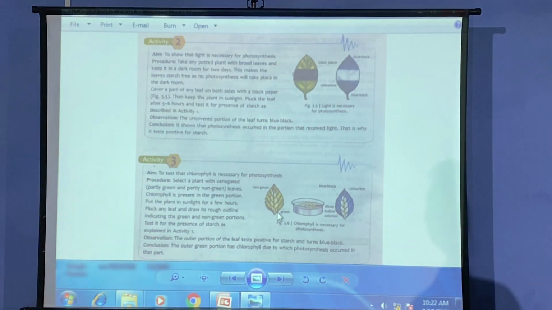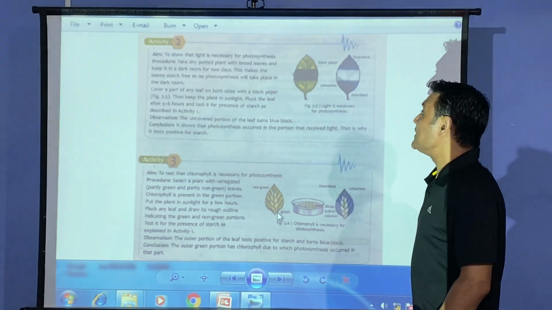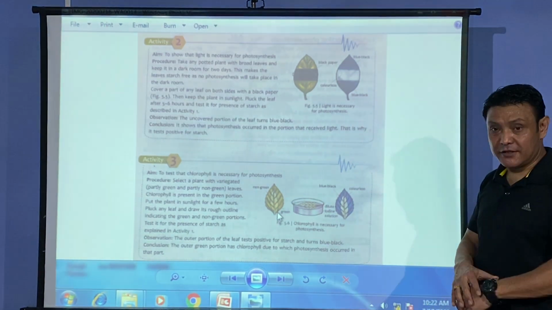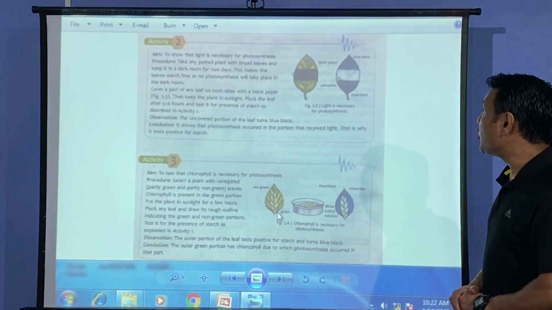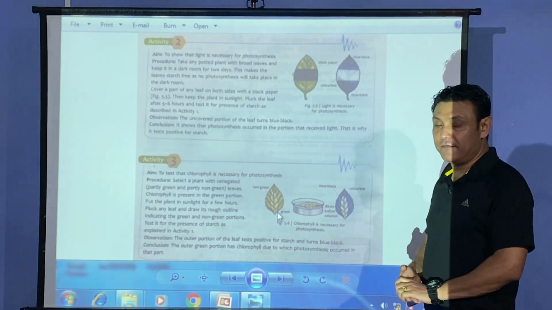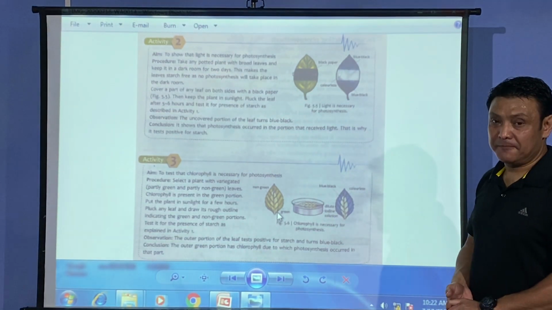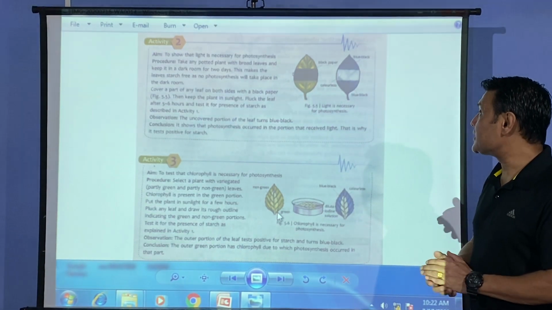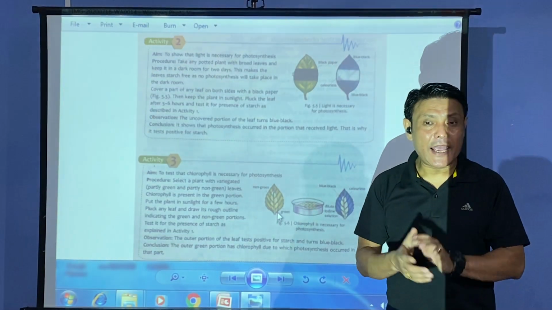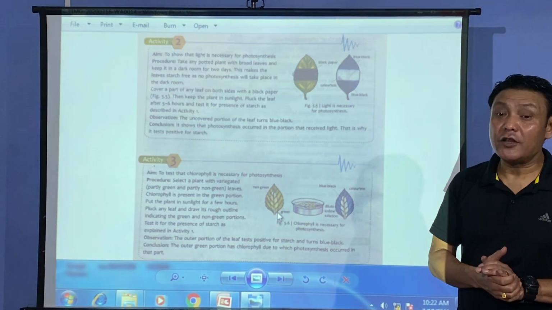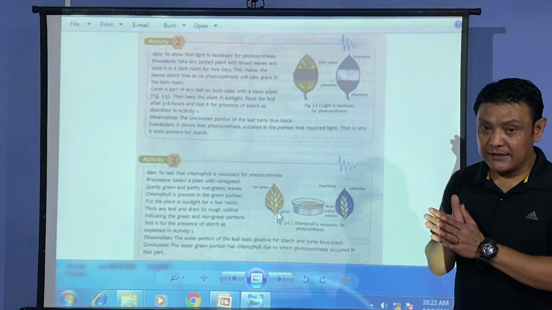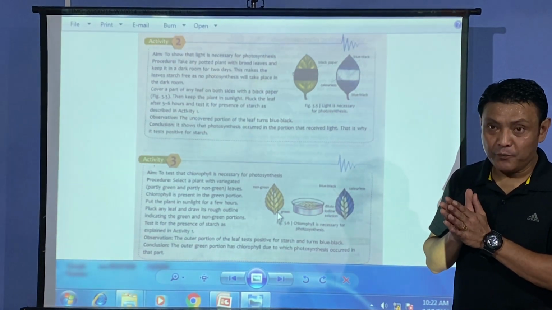Activity number 2. This is the activity to show that light is necessary for photosynthesis. Now what do we take? Again, the leaf in a plant. Now what we do is we take our potted plant and keep it in the dark for the whole night, overnight, so that all the starch which is present in the leaf is used up.